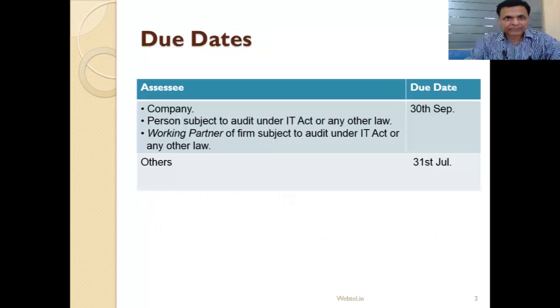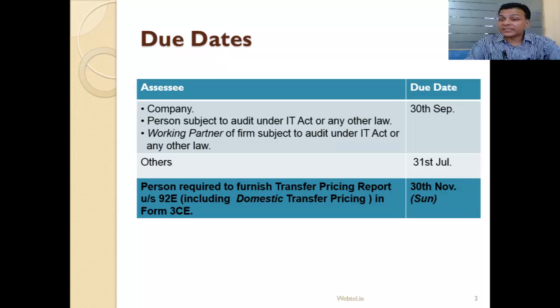Due dates, I think we all are aware that for a company it is 30th of September. For persons subject to audit under Income Tax Act or any other law, or also a working partner of a firm subject to audit under Income Tax Act or any other law, the date is 30th of September. For other salaried employees and non-audit cases, it is 31st of July. Any other date? Yes, we have another date which is 30th of November. Persons who are supposed to get the transfer pricing audit done, including domestic transfer pricing in Form 3CEB, they need to file return by 30th of November.